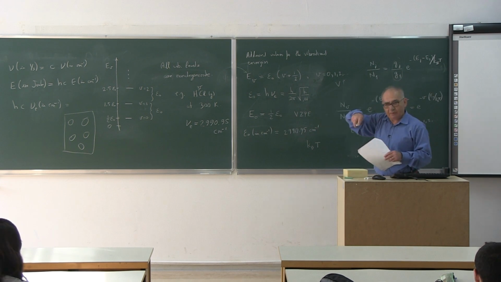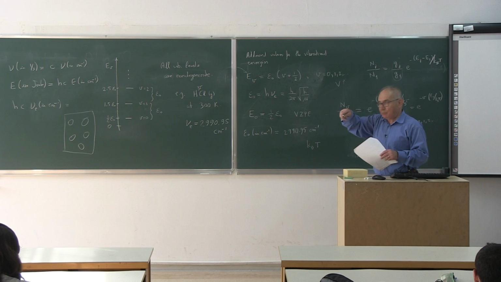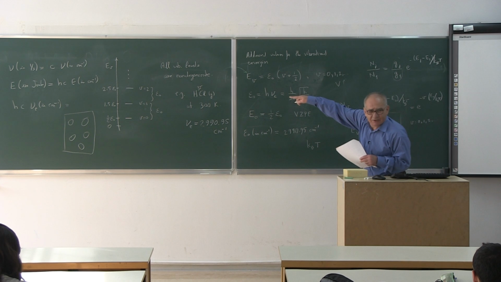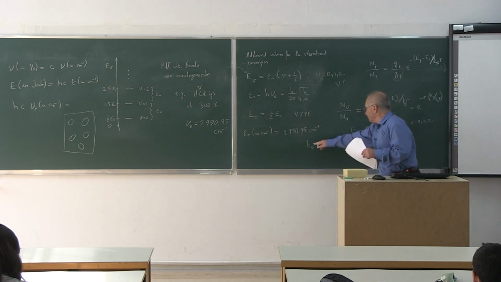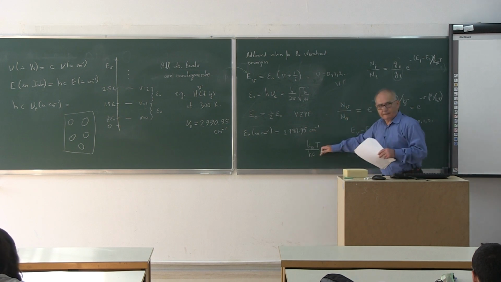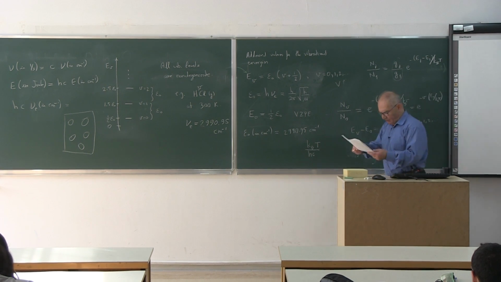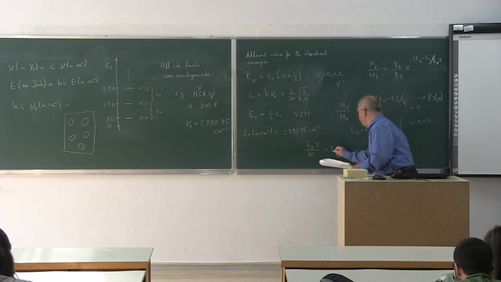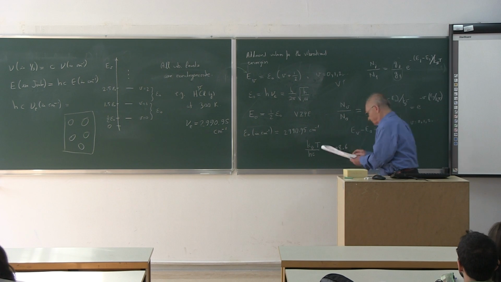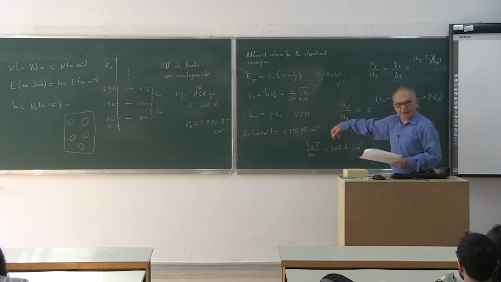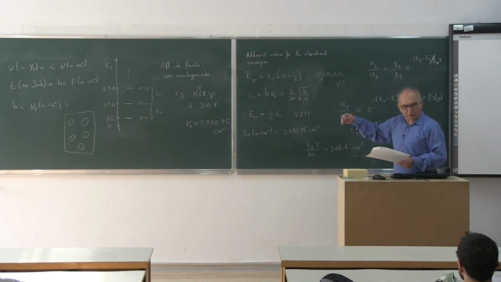To change it into wave number unit, same unit as this one, what was the conversion factor? You see it over there. HC, isn't it? So multiply this and then divide by H times C. Okay? This will give in wave number unit. If you do this, you will obtain 208.6 for the thermal energy, KT, in wave number unit.